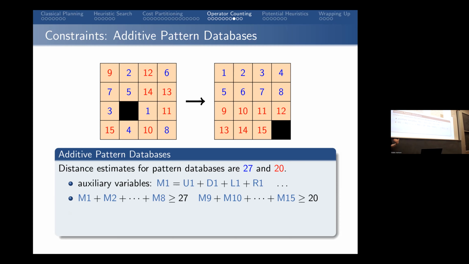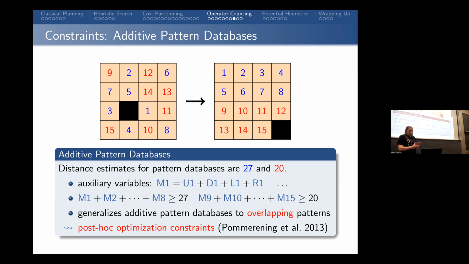And again, I can now combine this. Here it's very clear that the sum of these is actually an objective function, the sum of M1 through M15. So it's clear that this gives me a lower bound of 47. But if I express it in this way, I can apply this to all kinds of overlapping patterns as well automatically, and it will take care of it. Basically, distribute things in the best possible way. And again, this turns out to be a way to precisely capture what happened in a paper that was done prior to this work in operator counting constraints, something called post-hoc optimization.